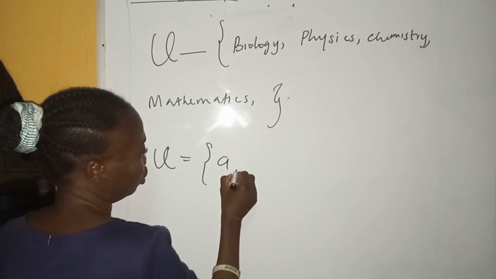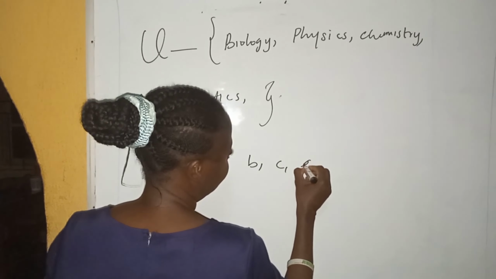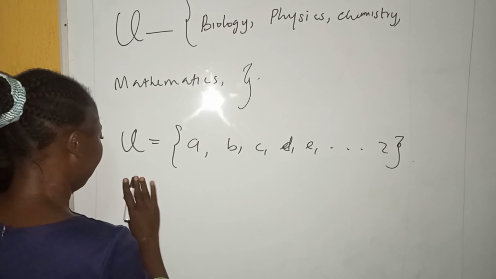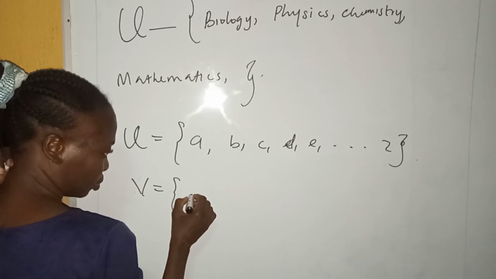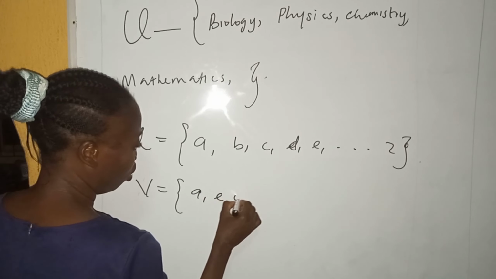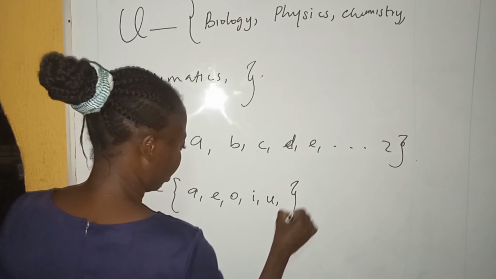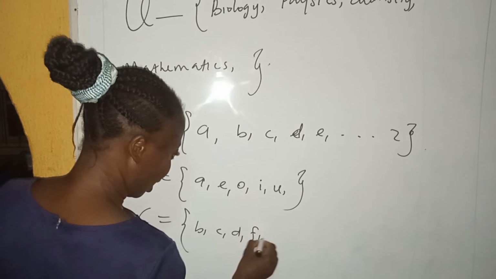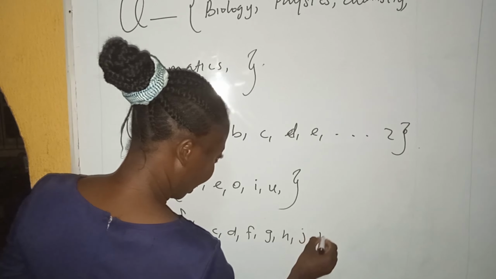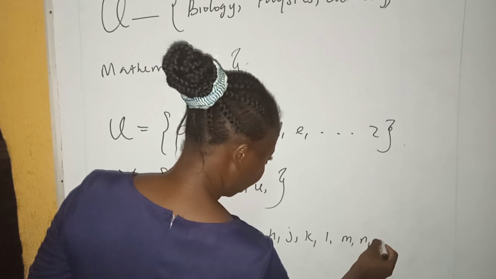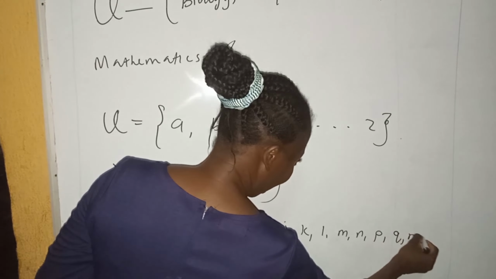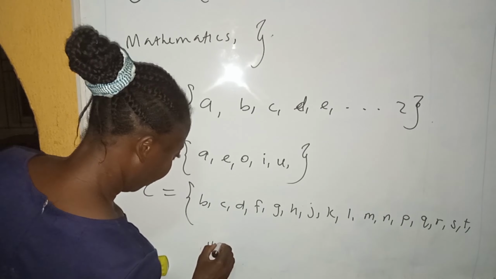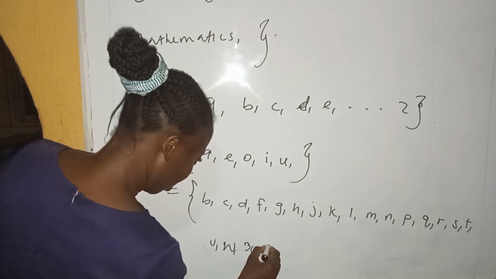So when you're talking about the universal set, for example, a set of alphabets from A to Z: A, B, C, D, E to Z. And we have set V, the set of vowels: A, E, O, I, U. And we have set C, the set of consonants: B, C, D, F, G, H, J, K, L, M, N, P, Q, R, S, T, V, W, X, Y, and Z.